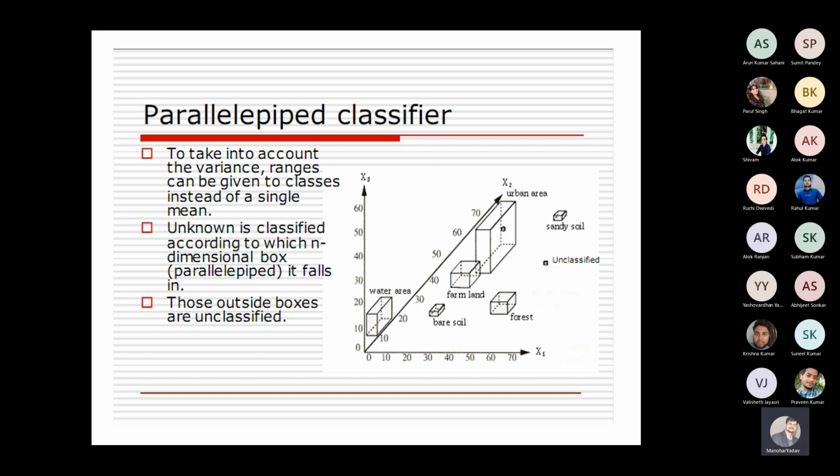So what we do, we select unknown training samples, and now we see in which parallelepiped it is located. Let's say if it is located in the urban area parallelepiped, then that unknown pixel is labeled as urban pixel. If it is located within the forest parallelepiped, it is labeled as forest. And let's say if we select a pixel that comes outside of all the given parallelepipeds, then that particular pixel is unclassified.